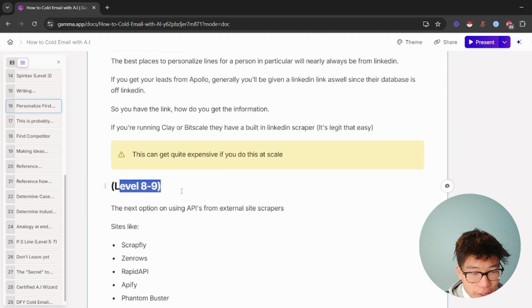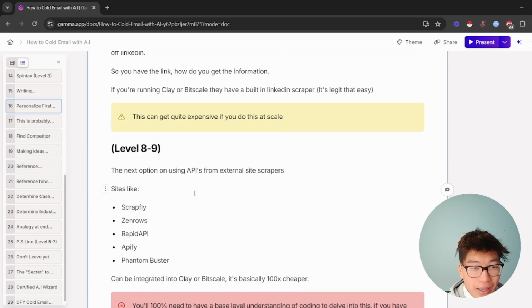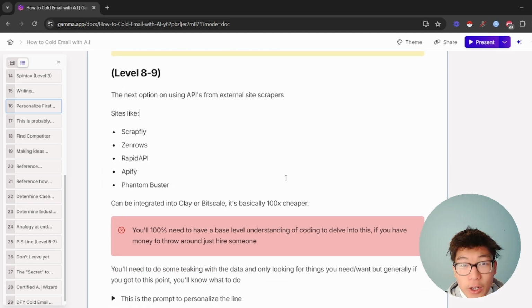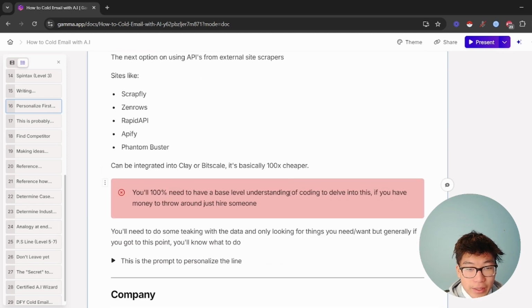This is level 8 to 9, right? You're definitely going to have to run some APIs in the back end. So again, tech people, stay with me here. The next option is using APIs from external site scrapers, sites like Scrapefly, Zenrows, RapidAPI, Apify, Phantom Buster, which can be integrated into Clay or Bitscale, and it's like 100 times cheaper. You'll need some base level understanding of code to delve into this. If you have money to throw around, just hire someone. If you don't understand this, it might not be worth your time unless you're young and want to get into code.